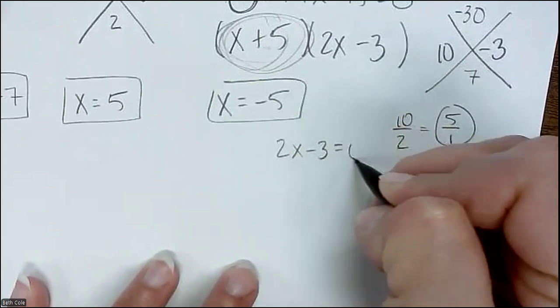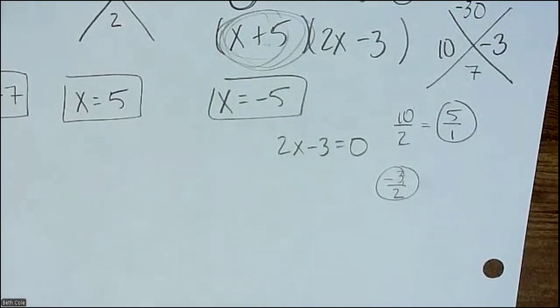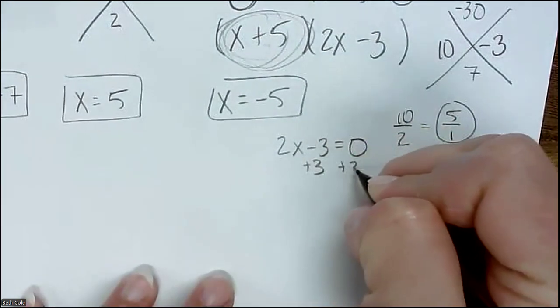If you take your 2x minus 3 and set it equal to 0, and you're going to solve this just like you did that quiz that I gave you at the beginning, what would you do to both sides? Yeah, plus 3.